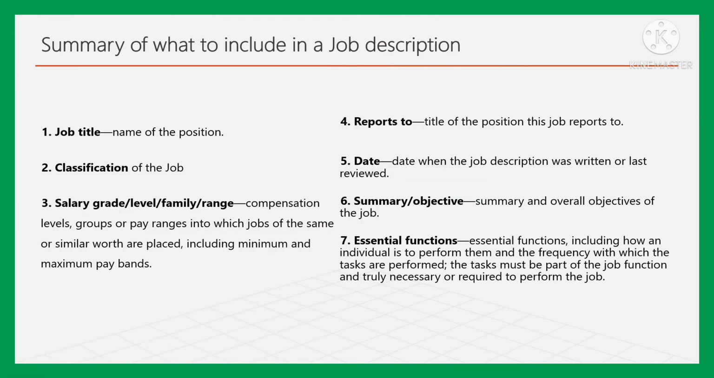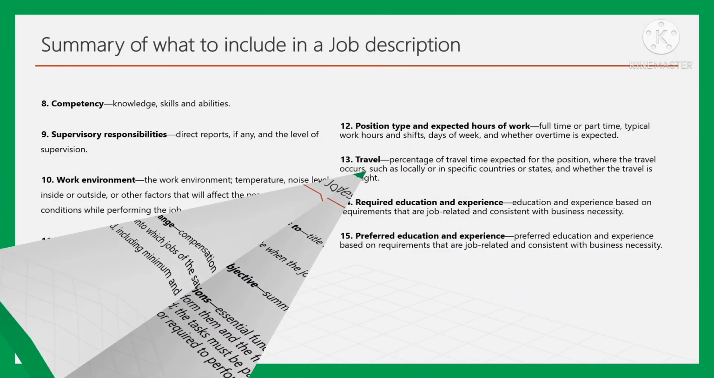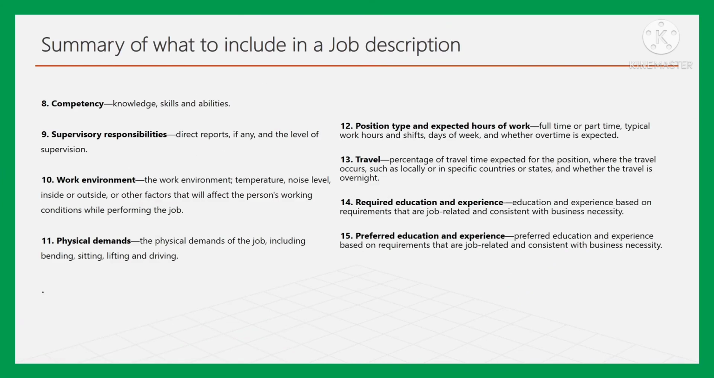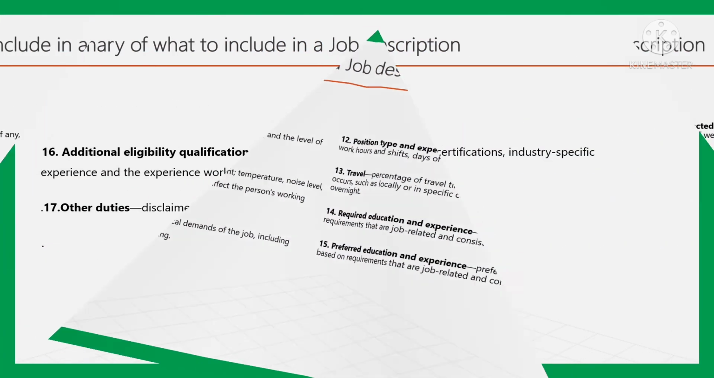So this is basically a summary of the job description. You have to have the title, the classification of the job, the salary grade, who the position reports to, the date when this person is supposed to start working, the summary, and the essential functions of that specific job or tasks. Then what you also need to include is the competency. So you have to mention the knowledge, skills and abilities, the supervisory responsibility, working environment, physical demands, position type and expected working hours, the travel if it's required, education and experience, preferably the education level.